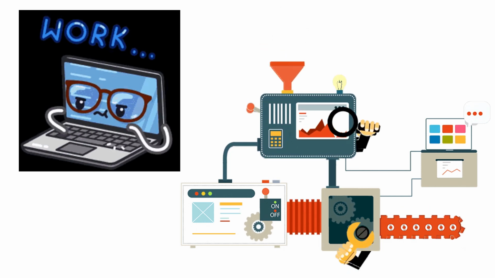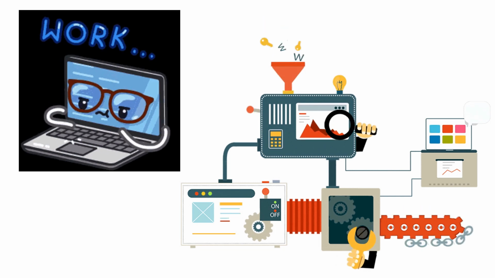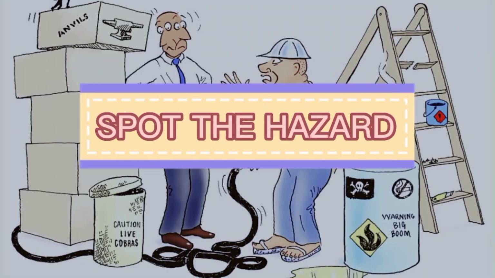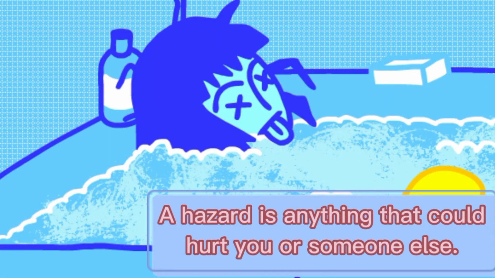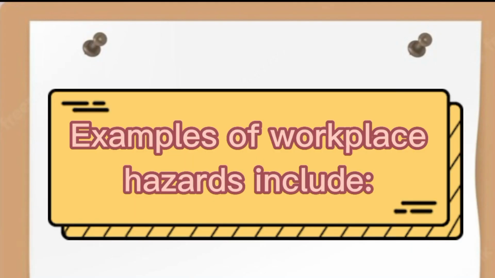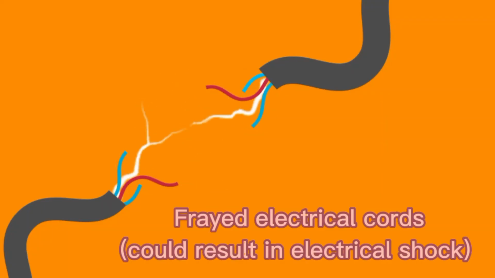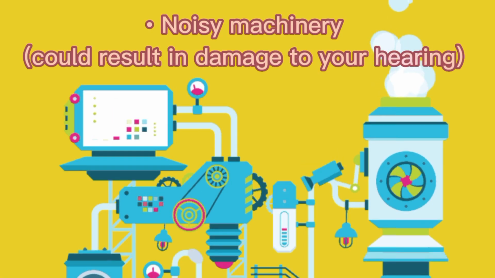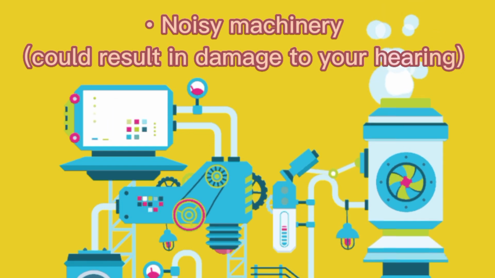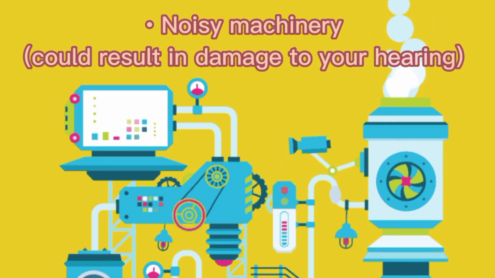Now, let us discuss it deeply. 1. Spot the hazard. A hazard is anything that could hurt you or someone else. Examples of workplace hazards include frayed electrical cords, which could result in electric shock; boxes stocked precariously, which could fall on someone else; and noisy machinery, which could result in damage to your hearing.